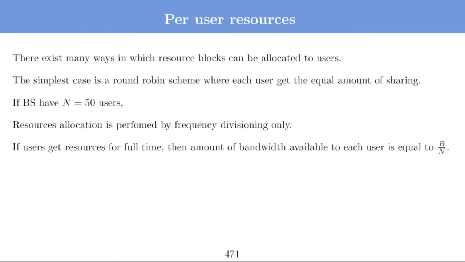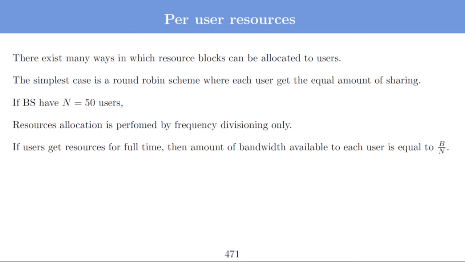We have multiple resource blocks and multiple users. How do we assign these resource blocks to users? Not all users are the same. Some users may require more data, some less. Some users may have a very good channel, some a very bad one. So there are multiple ways you can divide these resources among users, and that is where scheduling comes in. We take a very simple case, the round robin scheme, in which you divide the resources equally among users. If the base station has 50 users and the total bandwidth is B, then you divide B by 50, and that will be the bandwidth for each user.